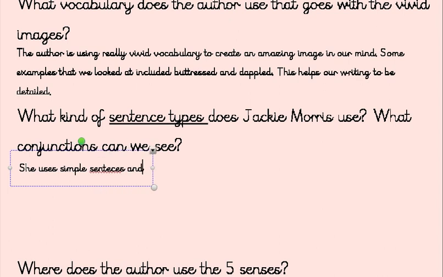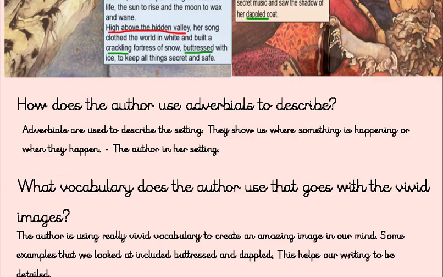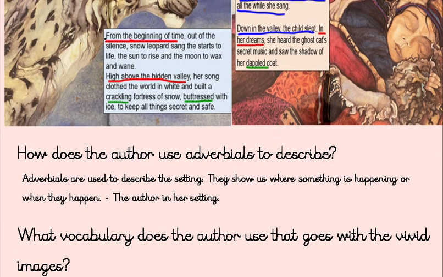And she also uses compound sentences. And she uses them alternatively. And why do you think she does this? If I just use... what is a compound sentence? Well, it's where we stick almost two sentences together with a conjunction, or two main clauses together with a conjunction.